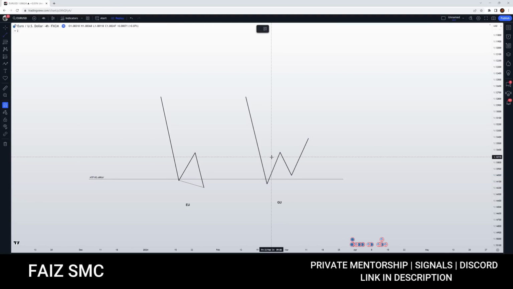So let's assume that there was some form of high over here that was broken and that gave you a market structure shift. And then you have your 1 hour PD array that could be your fair value gap, right? So this is like your direct entry. You're not waiting for a break of structure after SMT divergence, right? And let's also assume that we get a market structure shift on EU as well.